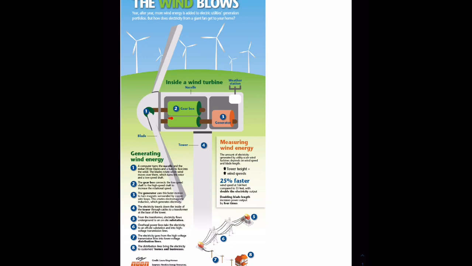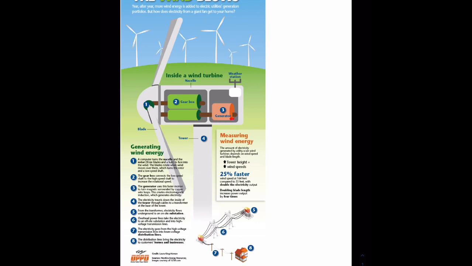Second, the gearbox connects the low speed shaft to the high speed shaft to increase the rotational speed. Of course, when we have small and big gears, we have its purpose, to increase the rotational speed. 3, we have the generator.